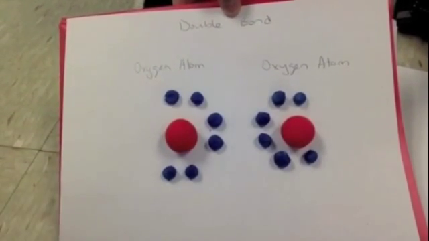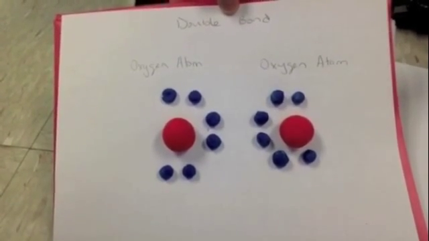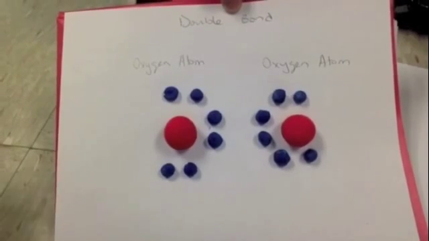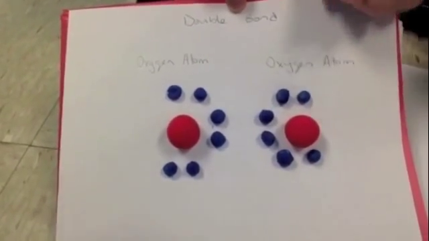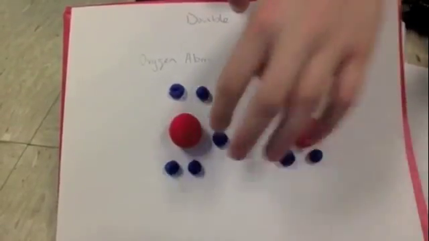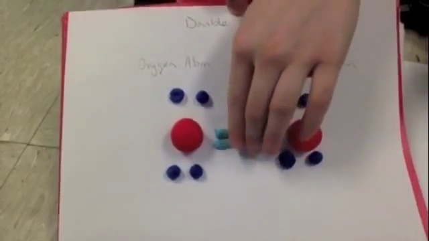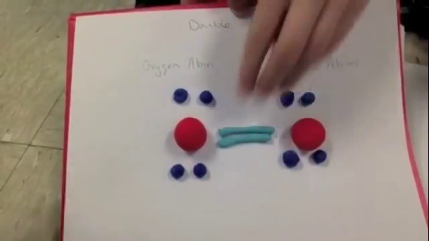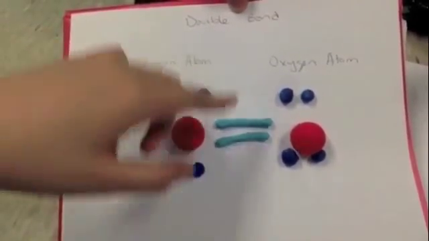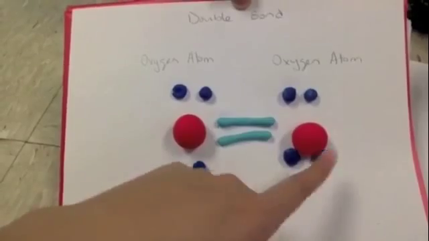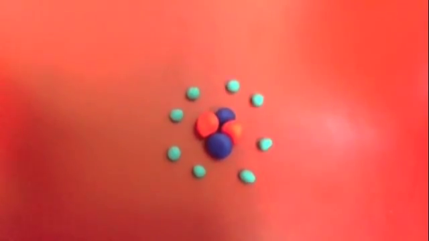An example of a double bond is 2 oxygen atoms. Both oxygen atoms have 6 valence electrons, and both want to obtain 8. If both want to obtain 8, they need to form a double bond. This way, each oxygen atom now has 1, 2, 3, 4, 5, 6, 7, 8. They both have 8 valence electrons, and this way, they fulfill the octet rule.